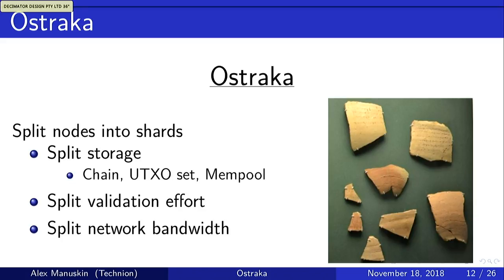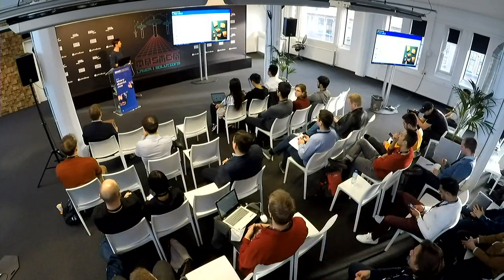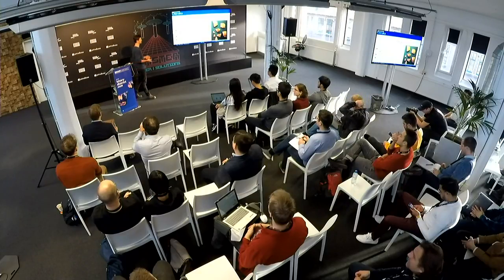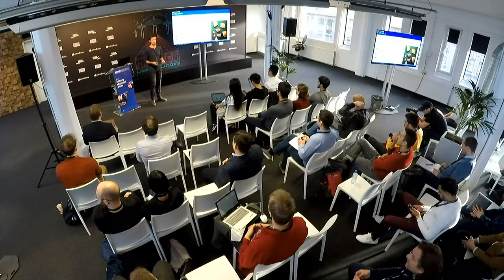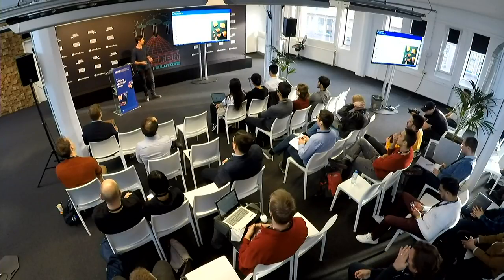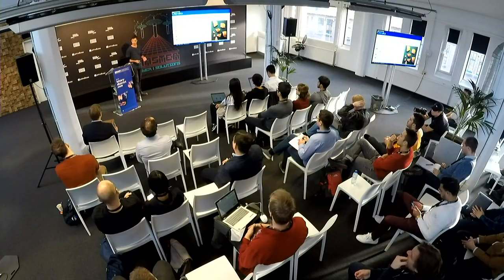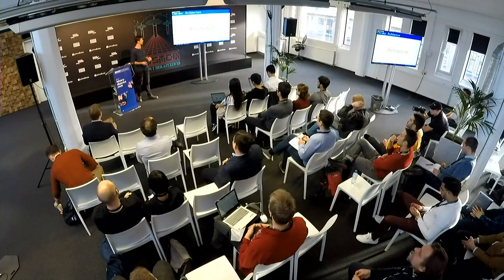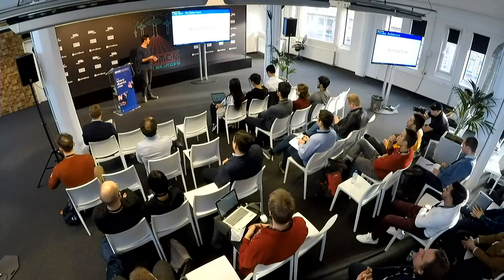Okay, so the challenge with building such a system is we need to split all the storage, we need to split all the data structures that are needed to keep a blockchain. We want to split the validation effort, and we want to split the network bandwidth between the shards that we are building. Okay, so how are we going to do this?